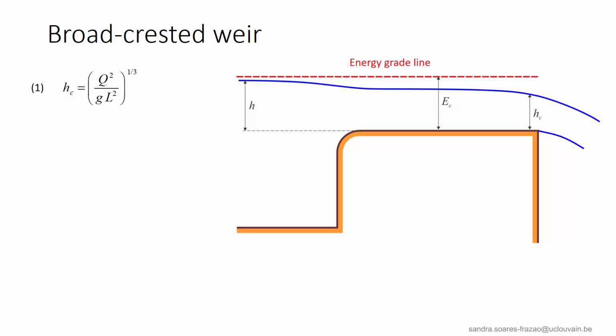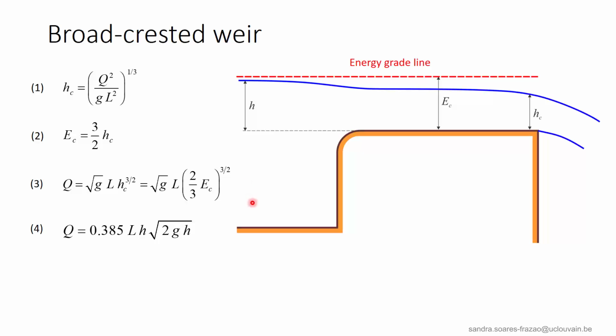So let us describe the situation. Equation 1 is the equation of the critical depth for a rectangular cross-section. For such a cross-section, we also know that the specific energy EC is 3/2 of the critical depth HC. Combining equations 1 and 2, we can write the discharge as in equation 3 here.